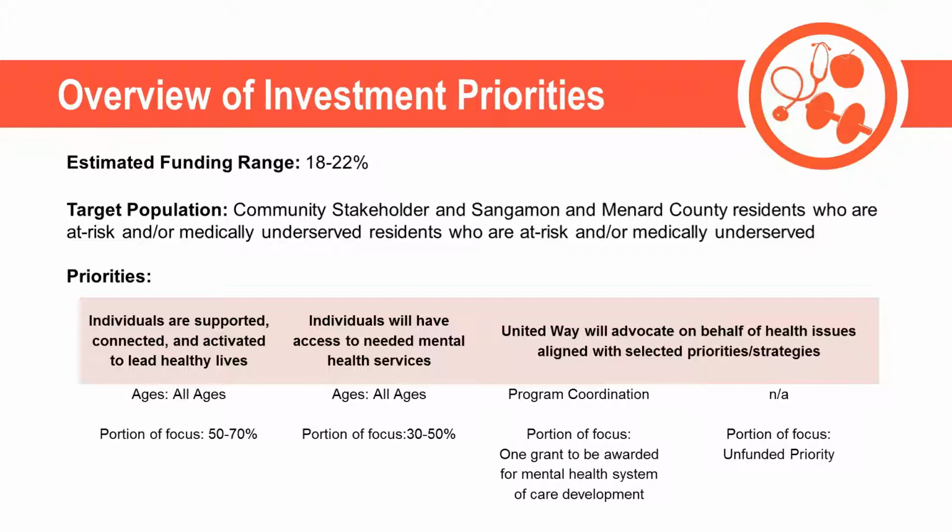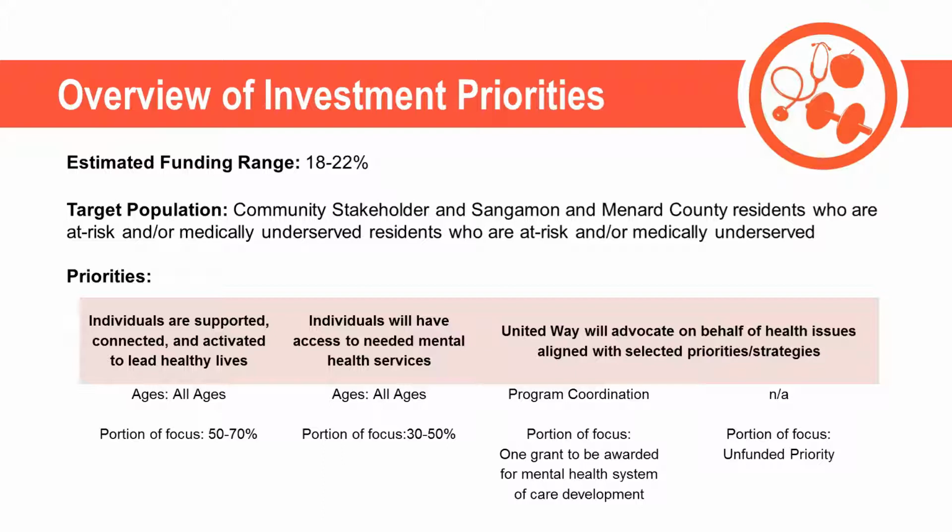So quickly, our priorities: we have 3 under health, 2 of which have been funded for 2 cycles now, and 1 which is going to be provided a grant for the first time in this cycle. So, individuals are supported, connected, and activated to lead healthy lives. This is, again, of course, for all ages, and the portion of focus is 50 to 70% of the investment area. The second priority, individuals will have access to needed mental health services. Again, this is for all ages, and the portion of focus is 30 to 50%.